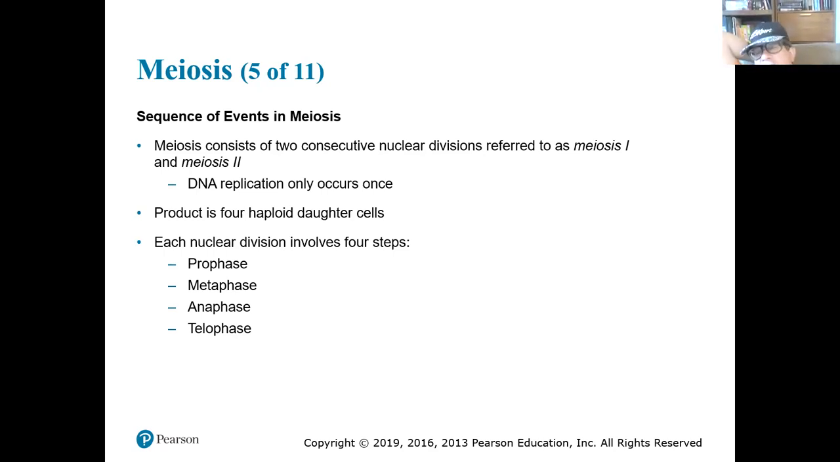And so the little throwaway cells, you have 3 of those, we call them polar bodies. You have 1 good egg. That's the difference in spermatogenesis, the making of the sperm, and oogenesis, the making of the eggs. All right. Both give you 4 haploid daughter cells, but in oogenesis, only one of those is a nice functional egg.